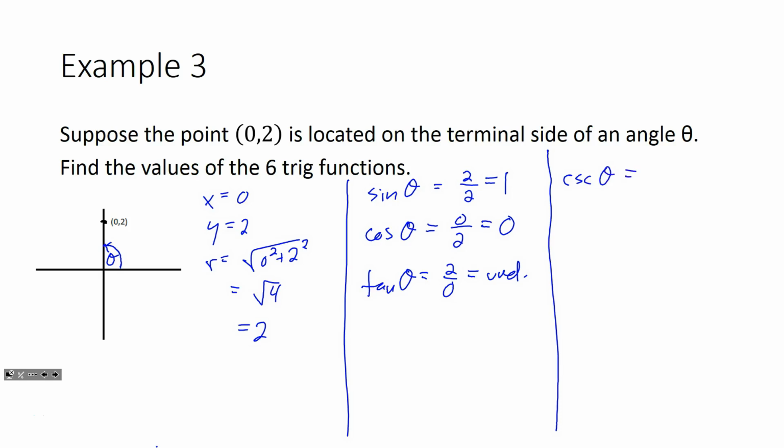Running through our reciprocals, cosecant of theta would be the reciprocal of the sine. Well, that would still be 1. Secant will be the reciprocal of cosine. Look at when we had it in fraction form, 0 over 2. If we take the reciprocal, that would be 2 over 0, but that would be undefined. And finally, for cotangent of theta, if we do the reciprocal of 2 over 0, we will have 0 over 2, and that's legit. That will equal 0.